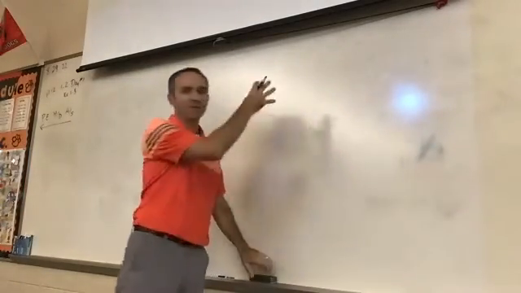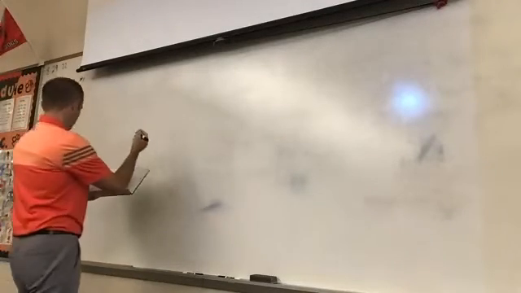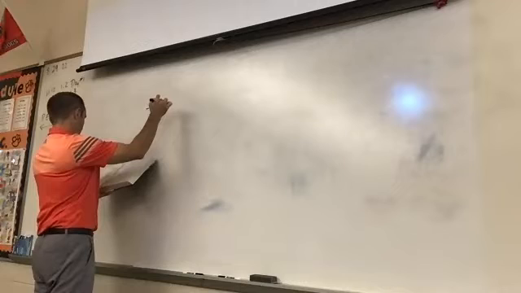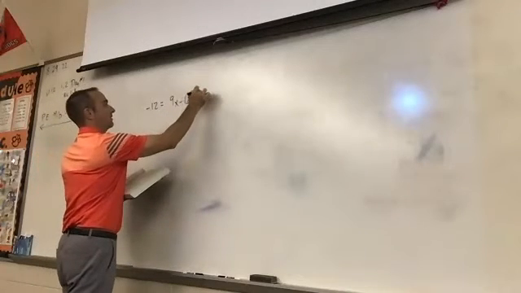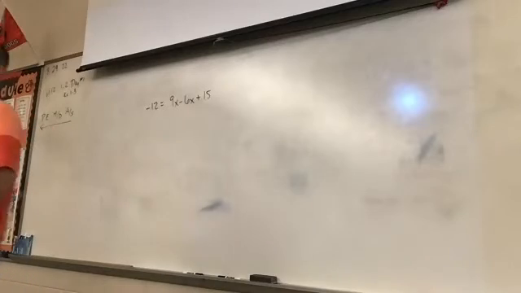So hopefully we learn from that. Hopefully we don't make that same mistake again later. The next type of problem that we're going to see: negative 12 is equal to 9x minus 6x plus 15. Let's copy it down and then we'll talk about it.